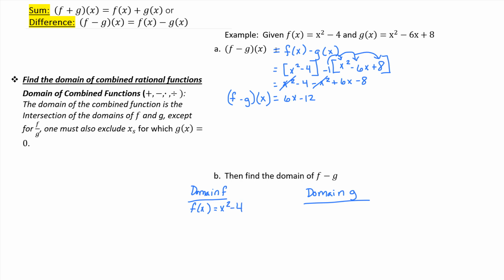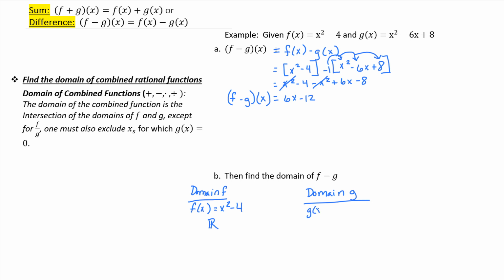polynomial or quadratic, and no matter what input you pick, if you square it and then subtract 4, you will get a real number output back. So every real number works. So that's your domain of f. For g, the same thing.